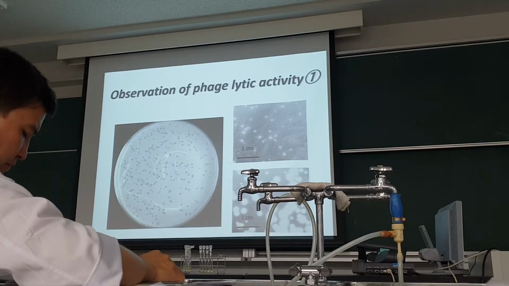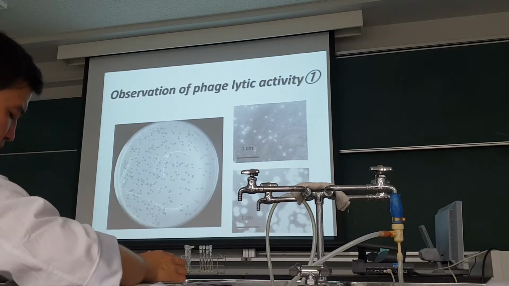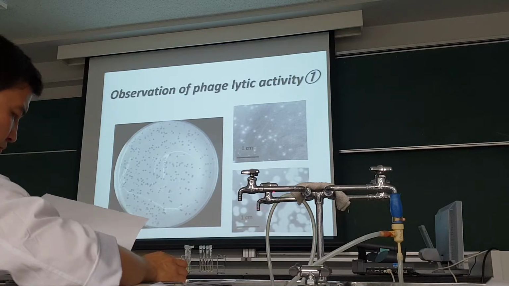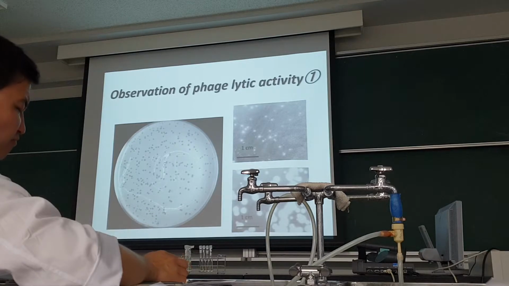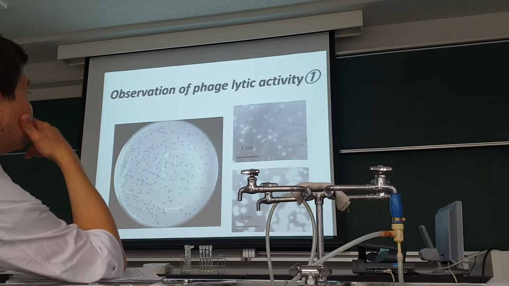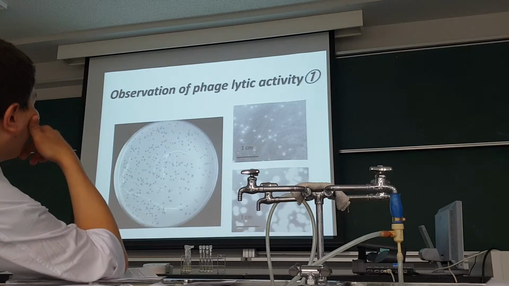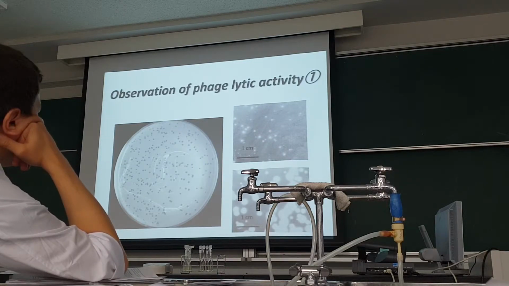So there are several types of plaques. This is a small plaque. Some bacteriophage can form this large plaque. This is my actual experiment, and I introduced just one genetic mutation, just a nucleotide exchange, and then the phage can form this big plaque. So you see the difference, right? So bacteriophage can evolve so fast.